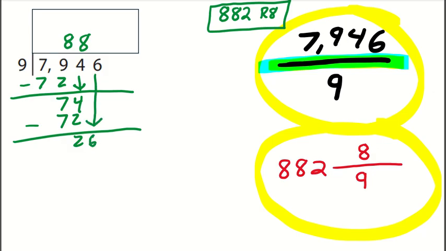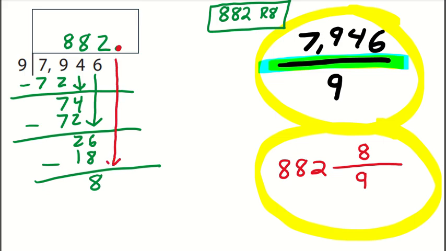And now we have 26. We know that 2 times 9 is 18. And if we subtract 18 from 26, we will have 8 left over. Now this is where we stopped and just said 882, remainder 8. But we can actually put a decimal right here. Let me use a different color to illustrate it here. And when we put a decimal there, we drop down a 0 here.